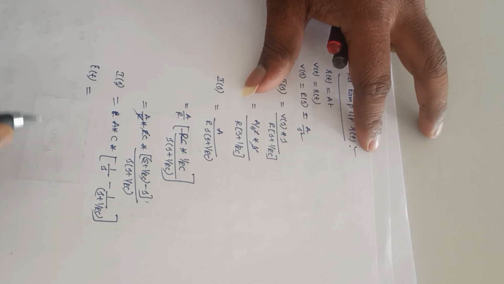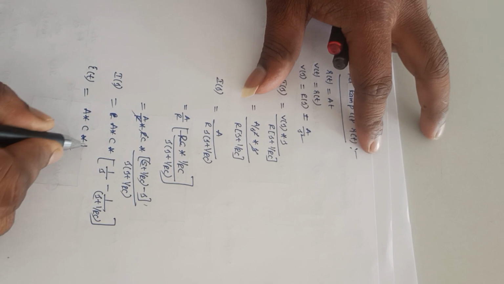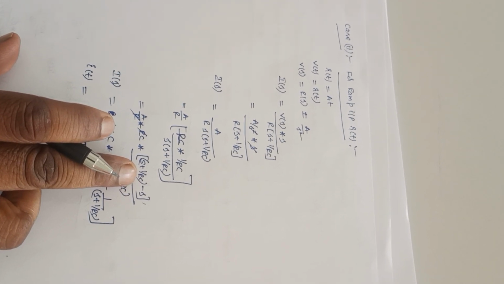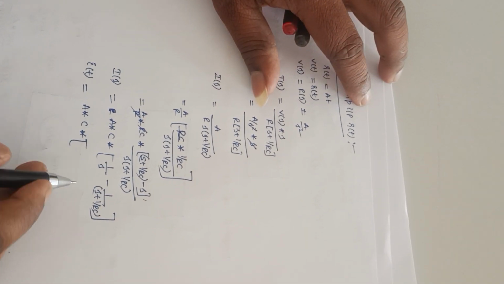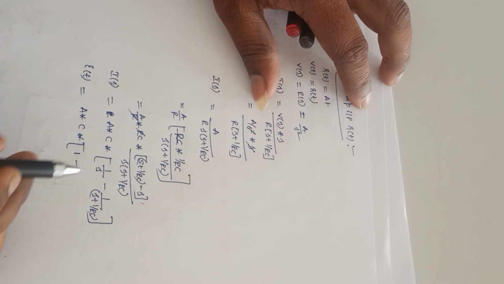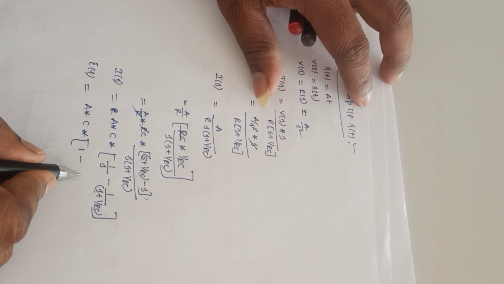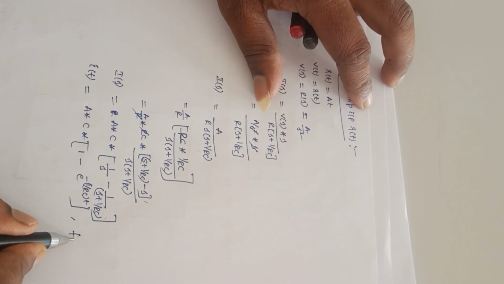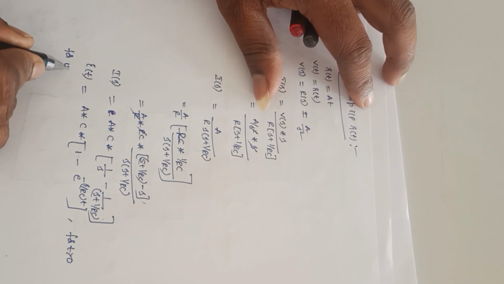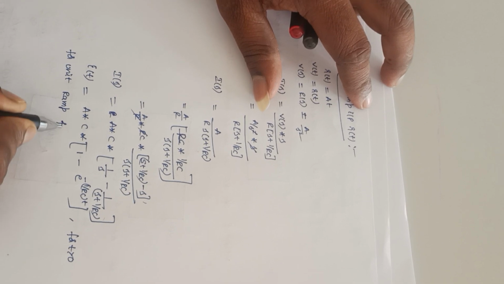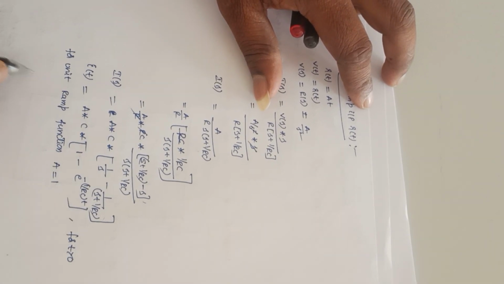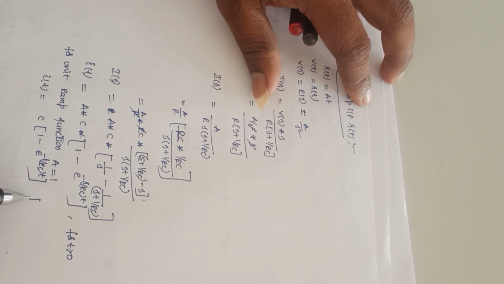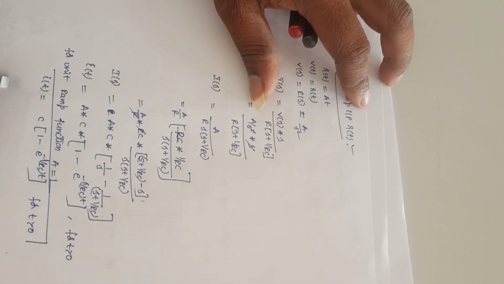So now I of t is equal to A into C into, applying the expression, the inverse Laplace transform for 1 by s is 1, and the inverse Laplace transform for 1 by s plus a is e power minus at, that is e power minus 1 by RC into t. So this is the expression for t greater than 0. For unit ramp function, A is equal to 1. So I of t is equal to C into 1 minus e power minus 1 by RC into t, for t greater than 0. This is the expression for I of t.